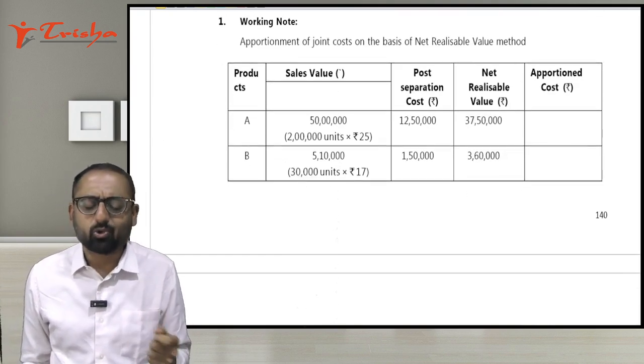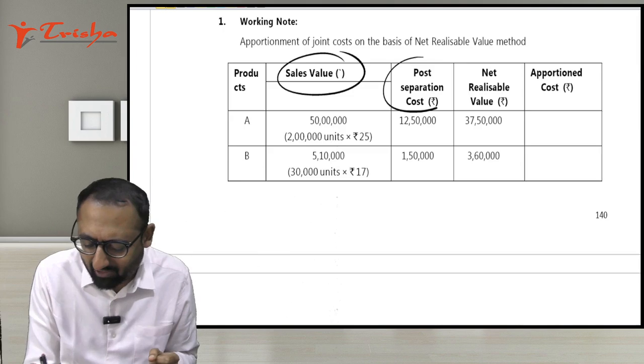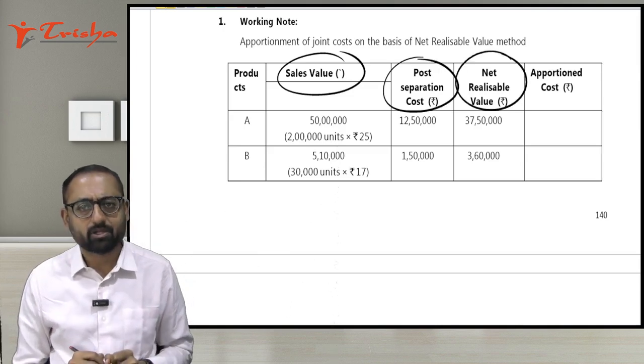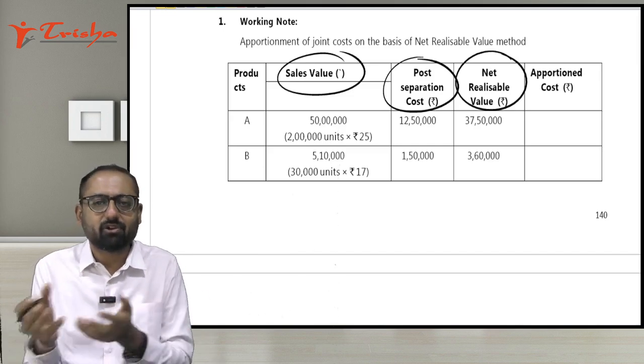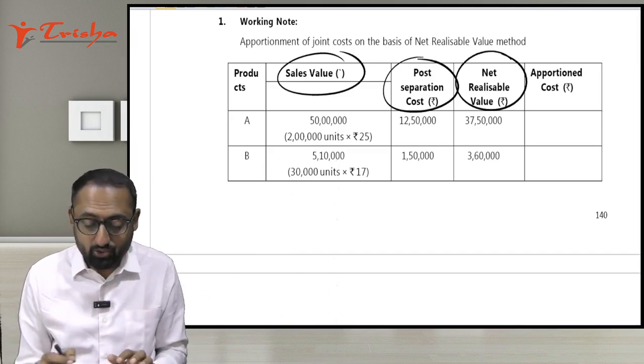So the NRV, how to calculate? The final sales value minus further processing cost will be your NRV. For product D, as D is not further processed, take the sales value at split off. Okay, so you can check that.